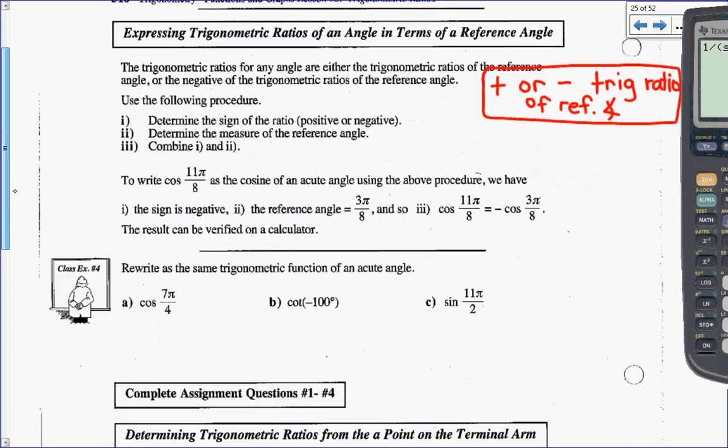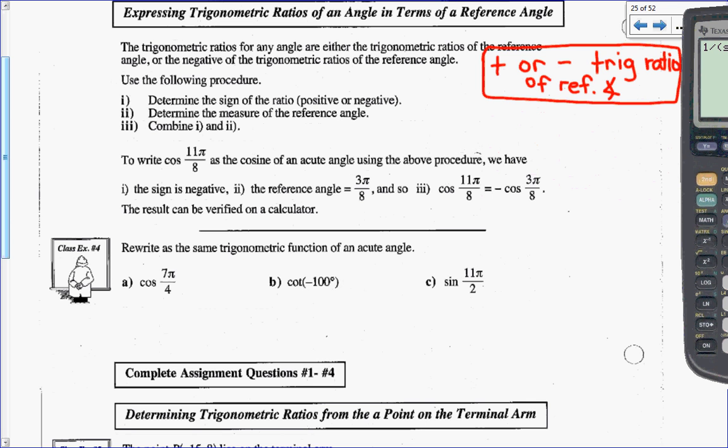Okay, this is the procedure we're going to use. First step, we have to determine the sign of the ratio. So if we know that it is in the third quadrant, for instance, we need to know whether it's positive or negative in that third quadrant. How do we figure that out? We're going to use all suckers take chemistry. Then we have to determine the measure of the reference angle, and then we just put the two together. So if that trig function is always positive in the third quadrant, then the reference angle will be positive in the third quadrant.